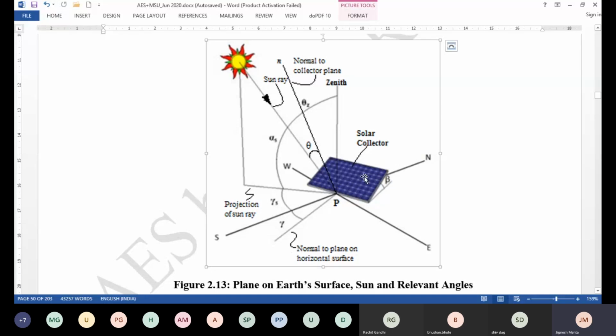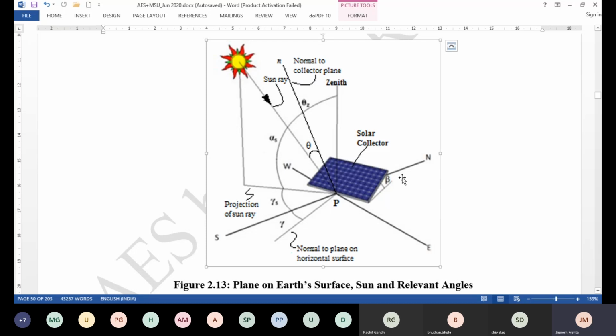So if you have seen the collectors around you, the rooftop is now becoming very common, or even the flat plate collector for water heating, or even that tubular collector, you must have noticed that they are not kept horizontal, but they are kept at a certain angle. There is a reason for that. As we will learn further, you will be able to understand and appreciate why it is kept at a particular angle and not horizontal. Okay, so this angle is called tilt angle, and the notation given is beta.